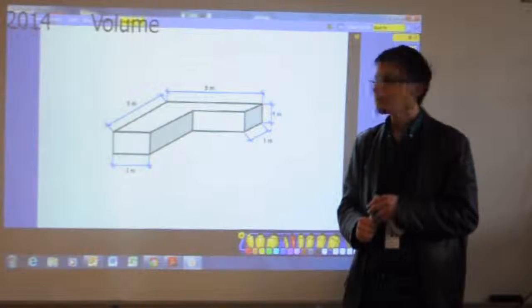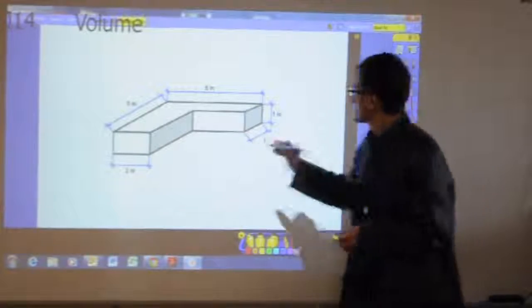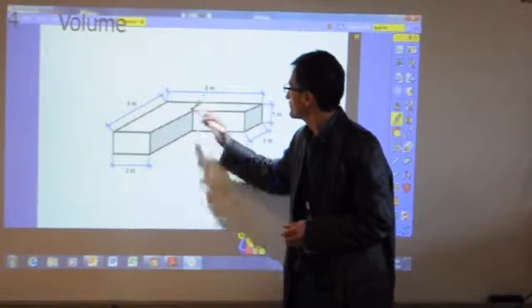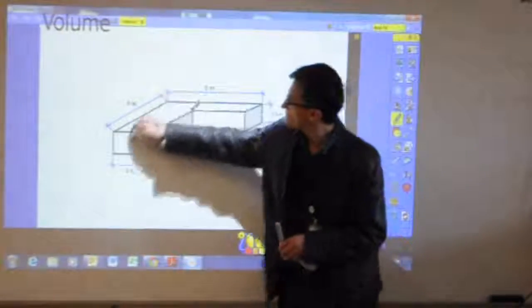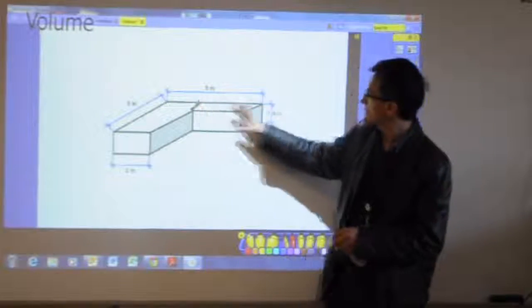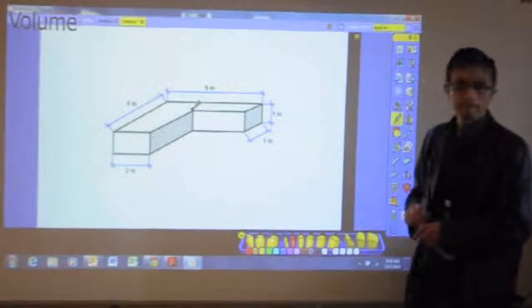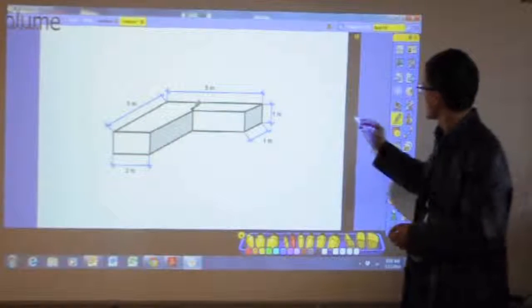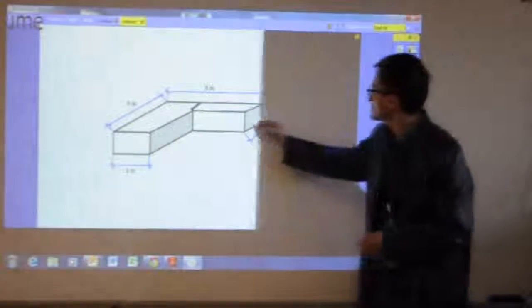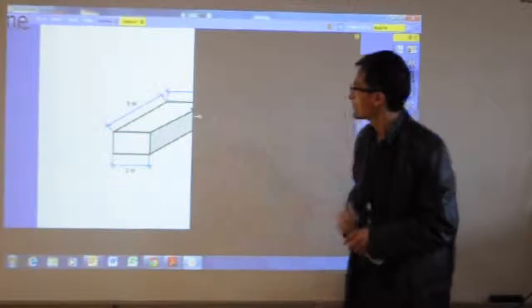Do it in 2 sections. Kind of break it, like break it here. Because I can calculate only this block, and then I calculate this other block. But isn't that missing that 5 right there? Let's see. Let's cover this part.